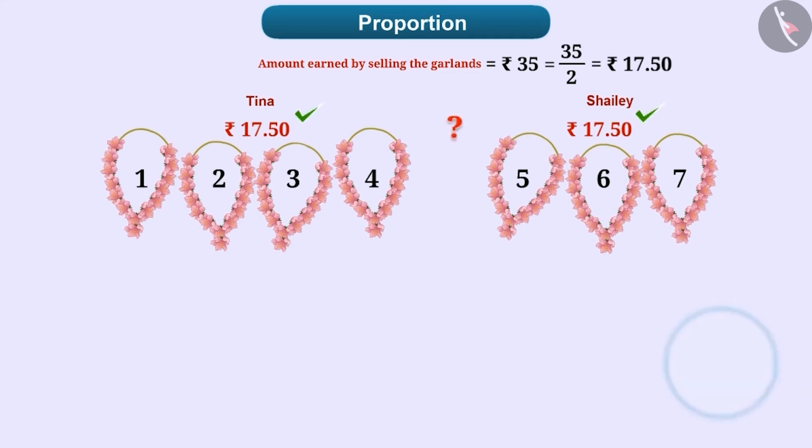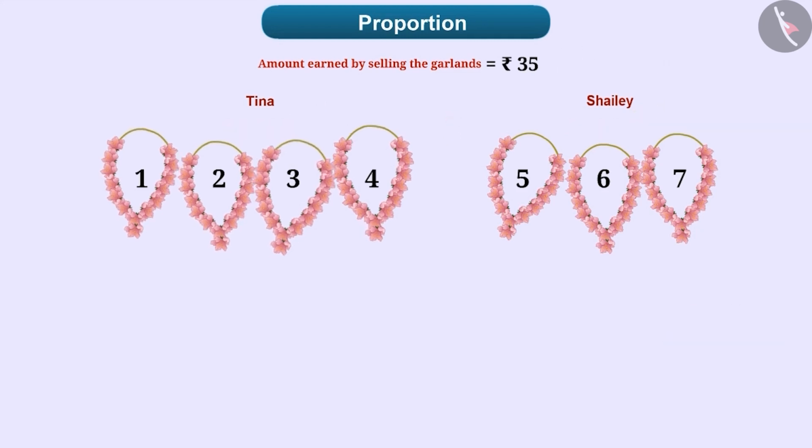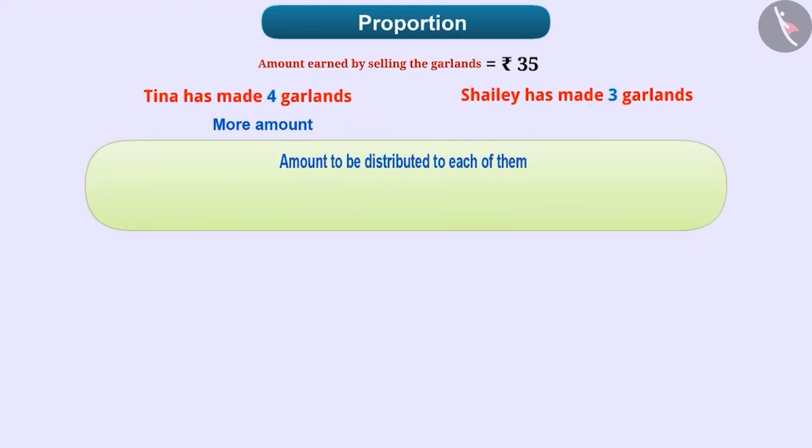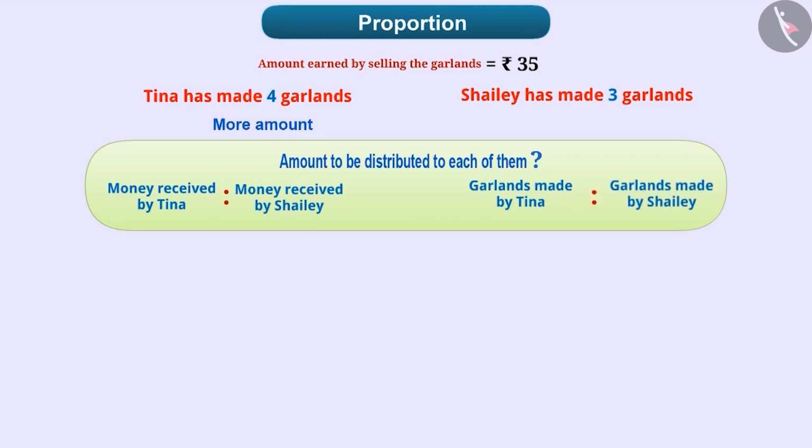But will that be correct? Think for a while. You've got it right. This will not be correct. Since Tina has made more garlands, she should get more money than Shirley. This will be correct only when Tina and Shirley get the amount in the same proportion in which they have made garlands. To know the amounts to be distributed to each of them, we need to divide 35 rupees in such a way that the ratio of money received by Tina and Shirley should be equal to the ratio of garlands made by Tina and Shirley respectively.